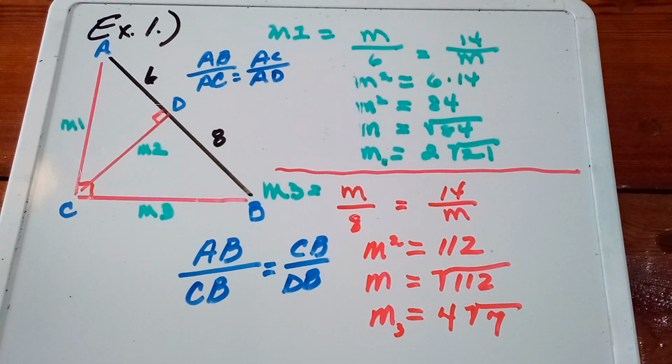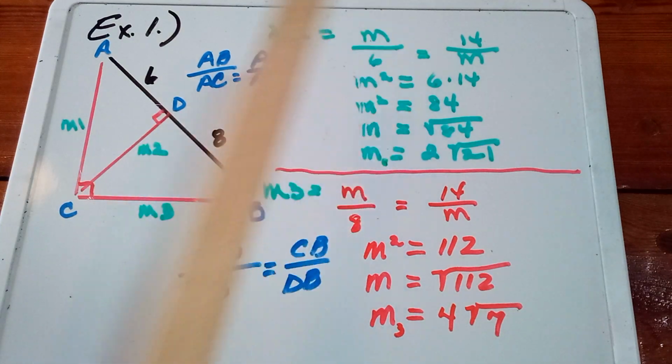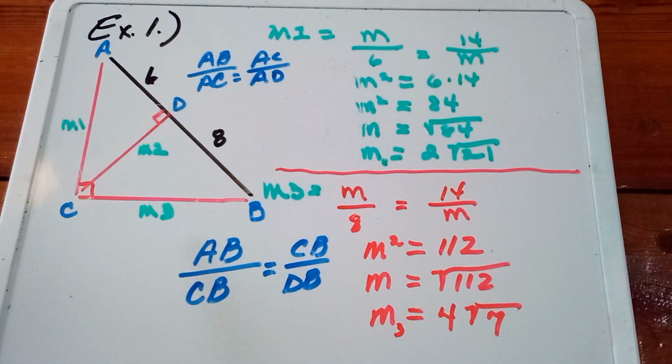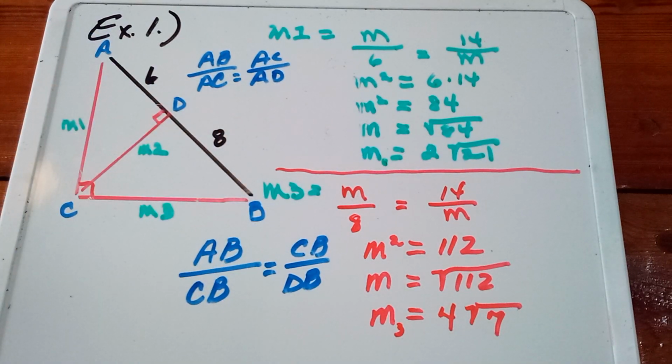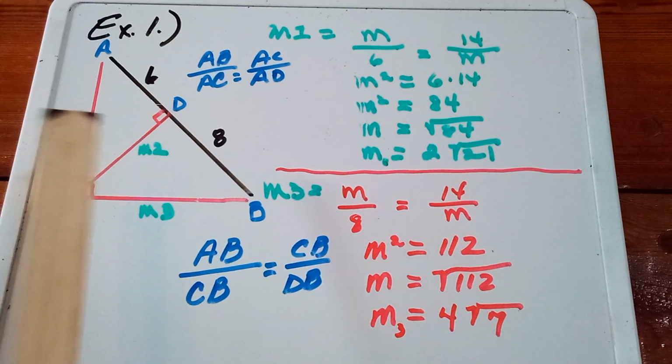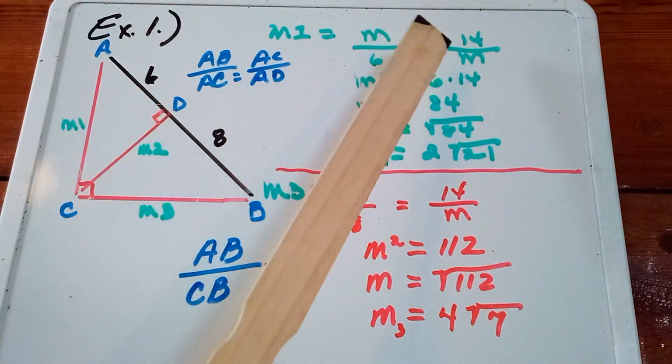So our three geometric means I've labeled as M1, M2, and M3. In this first example, we are going to solve for M1 and M3. Here are the ratios that we use to do that. You'll notice that in this first problem I've got a number 14. Well, that's because we need the length of this long leg here. So 6 plus 8 is 14.